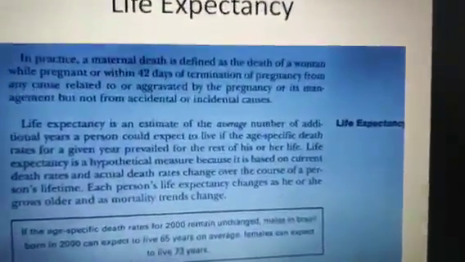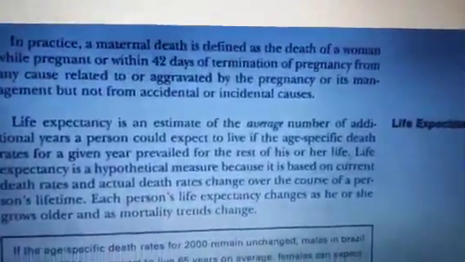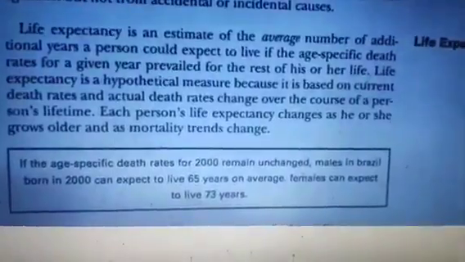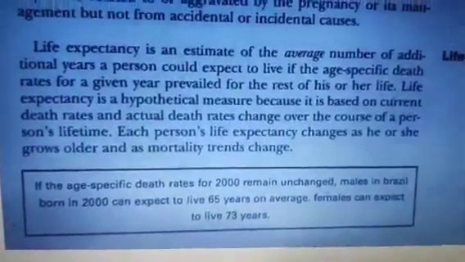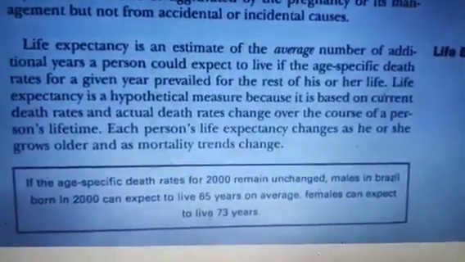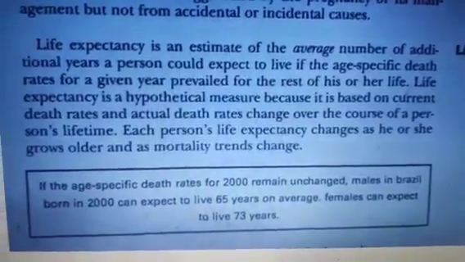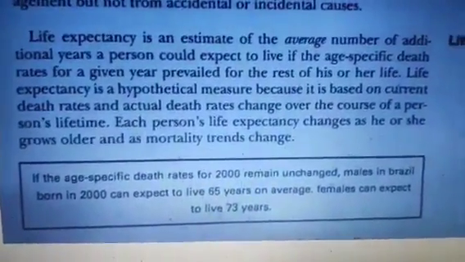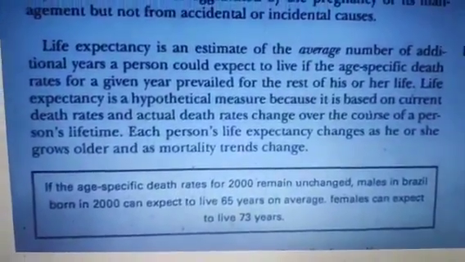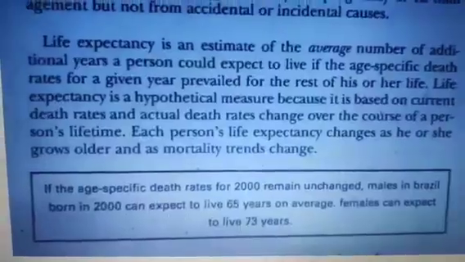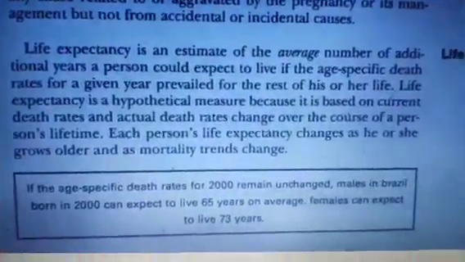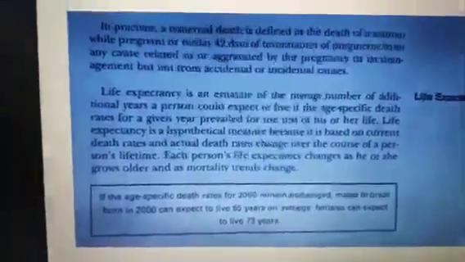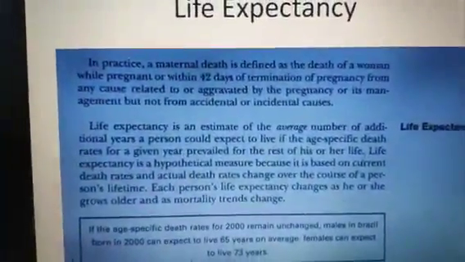And the last but not least is life expectancy. In practice, a maternal death is defined as the death of a woman while pregnant or within 42 days. And life expectancy is an estimate of the average number of additional years a person could expect to live if the age-specific death rates for a given year prevailed for the rest of his or her life. Life expectancy is a hypothetical measure because it is based on current death rates, and actual death rates change over the course of a person's lifetime. So dear students, each person's life expectancy changes as he or she grows older and as mortality trends change. Through this, we can also differentiate between developed and developing countries.